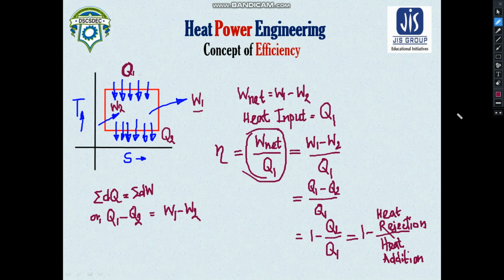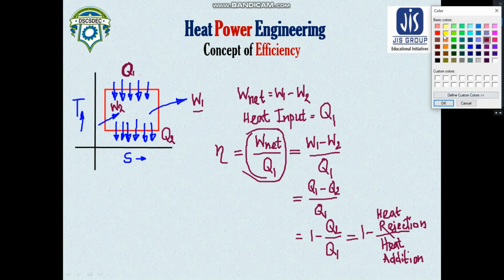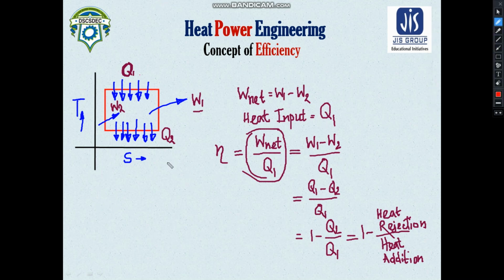Now, since we will be dealing with all reversible cycles, it is easy to understand that there exists a certain relationship between heat transfers, that means the heat rejection and heat addition, with the temperature at which the heat addition and the heat rejection is taking place. That means what I am trying to make you understand is that there is a certain relationship between the heat transfers and the temperatures at which the heat transfer is taking place.